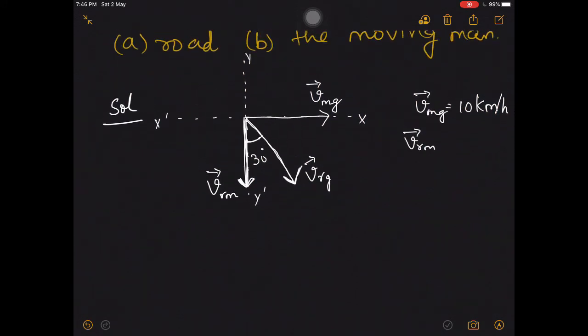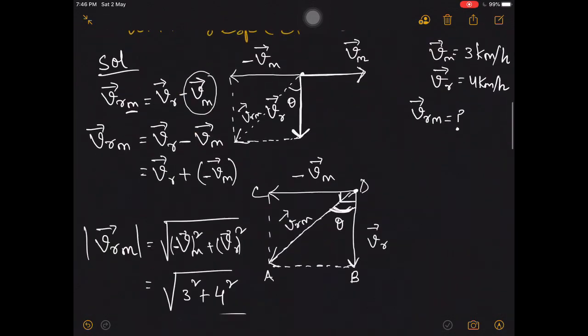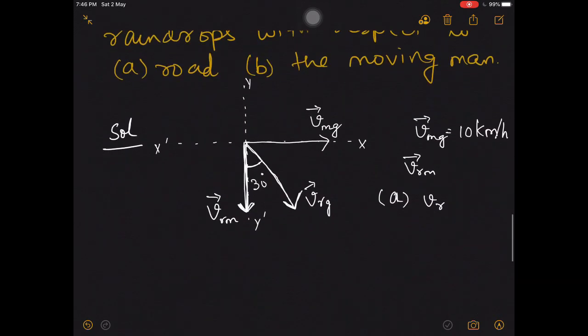First, question number A, what did they ask? They ask for the speed of raindrops with respect to road. Road means ground. So you have to find the velocity of raindrops with respect to ground, and the velocity of raindrop with respect to man. Look at this figure. We only know this value, which is 10 km per hour.